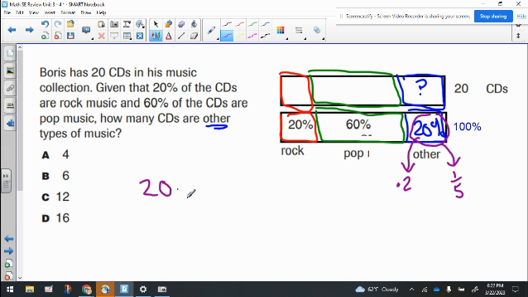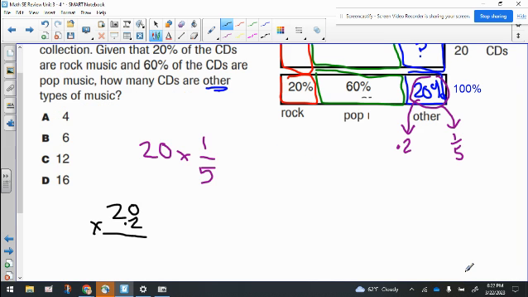So some people, because 5 is compatible with 20, might choose that. Other people might say, well, I think I want to do 20 times 2/10. So take your pick and multiply, and you'll get your answer. Now, if you're more of a fan of proportional reasoning, let's look at how you might set that up.